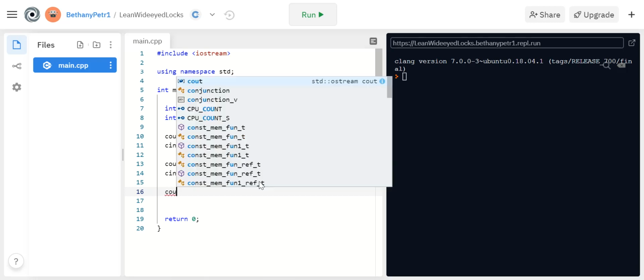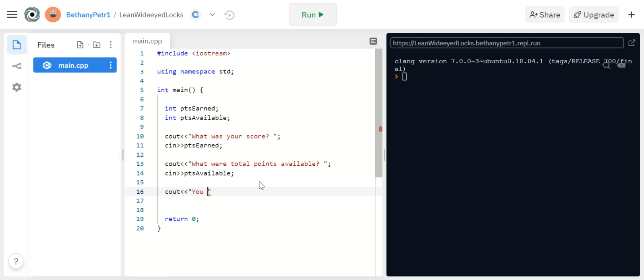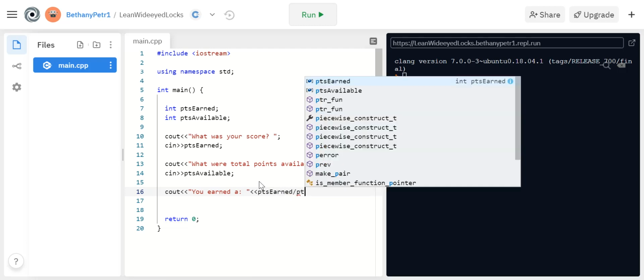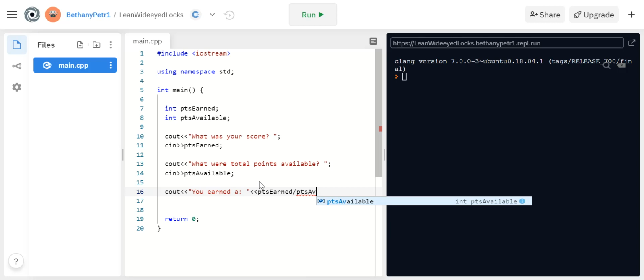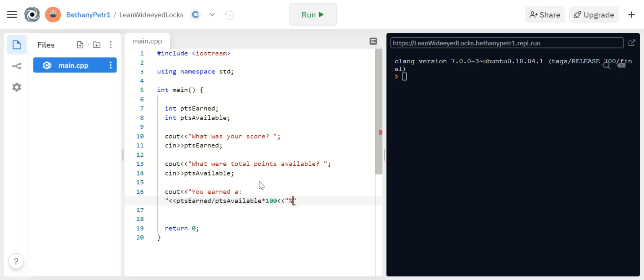So here I'm going to do the math. To get a percentage, we do points earned divided by points available times 100. And then we'll stick a percent sign on the end of it. All right, so let's see what that gives us.